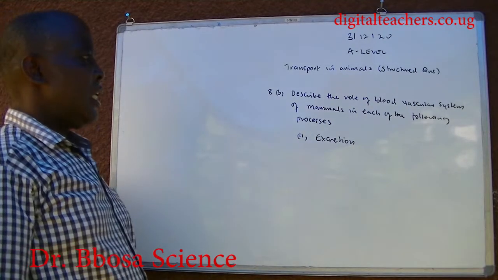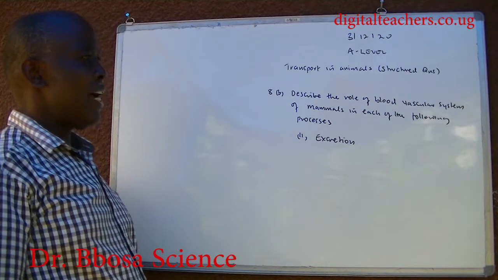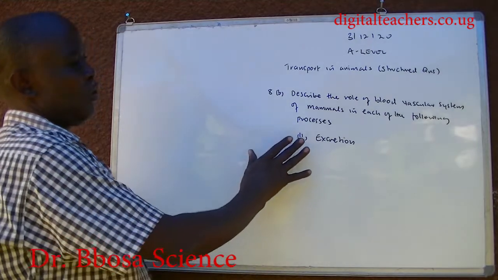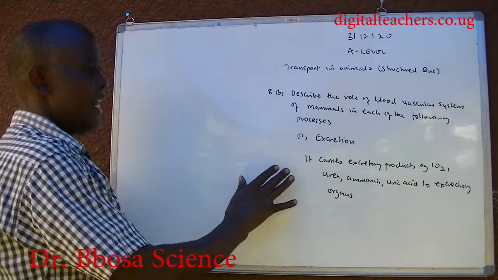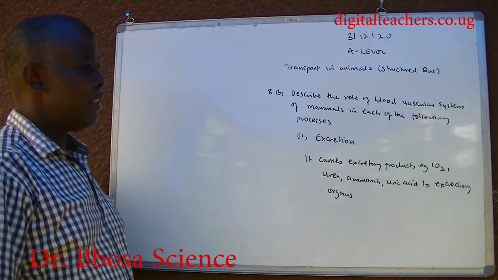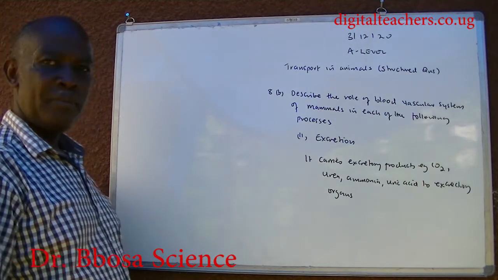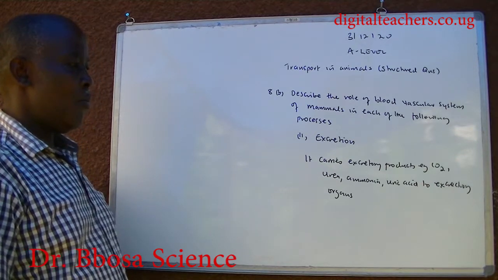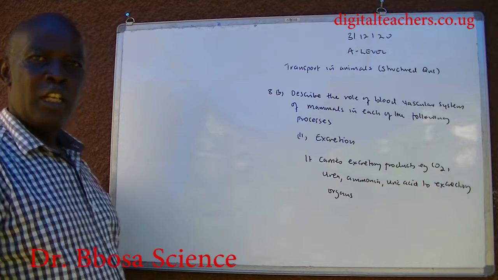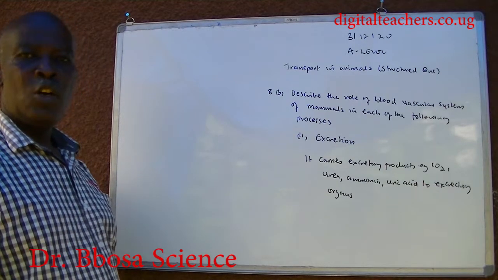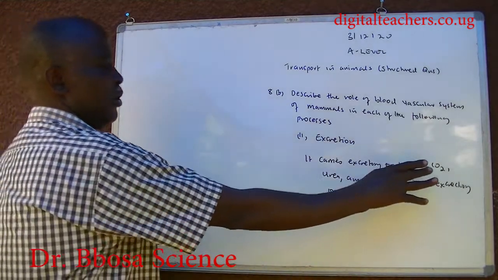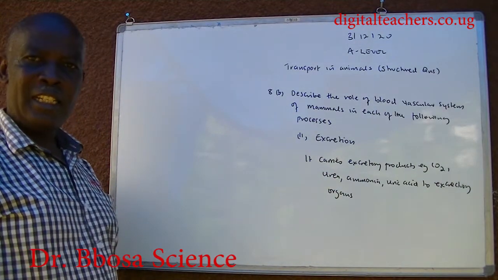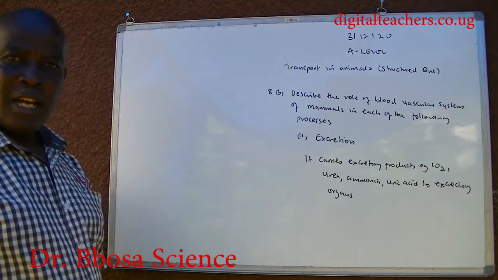2. Describe the role of the blood circulatory system of mammals in excretion. Blood carries excretory products, for example, carbon dioxide, urea, ammonia, uric acid, to excretory organs. Carbon dioxide goes to the lungs; urea, ammonia, and uric acid go to the kidney.